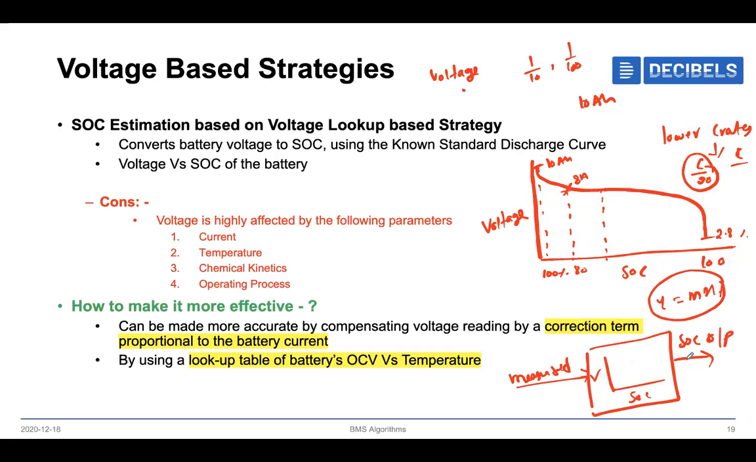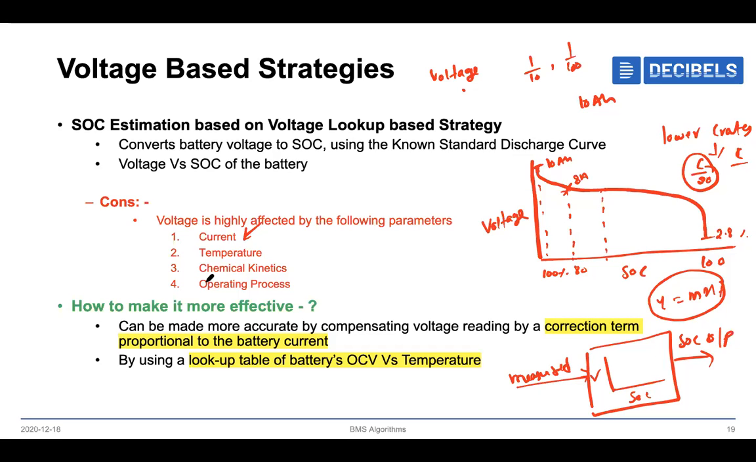But do we think this is an accurate method of estimation? No, there are some problems in this also. So what are those problems? The voltage that we are measuring will be highly affected by these parameters. One is the amount of current that we are discharging or charging.